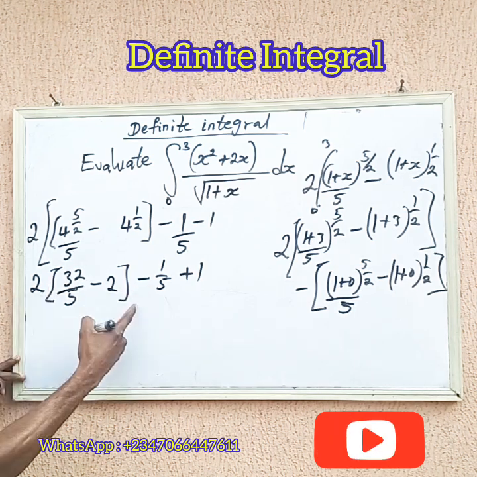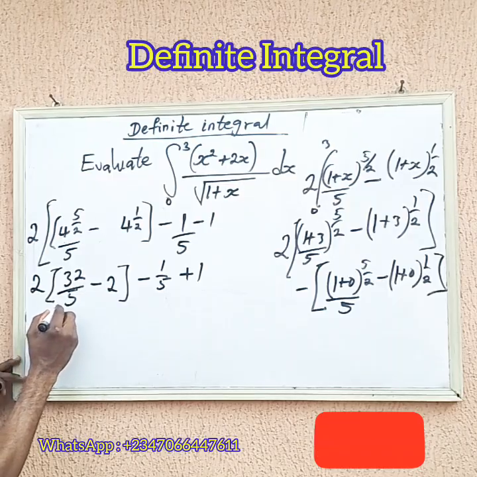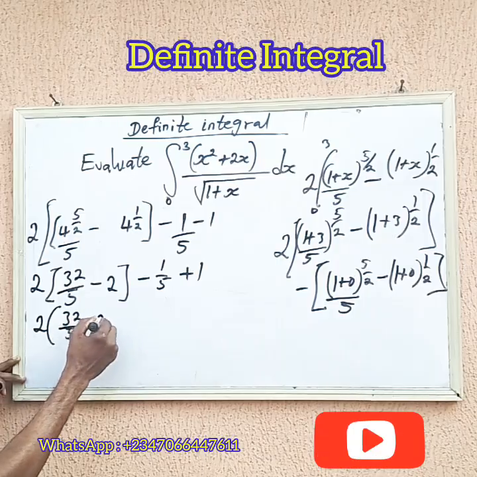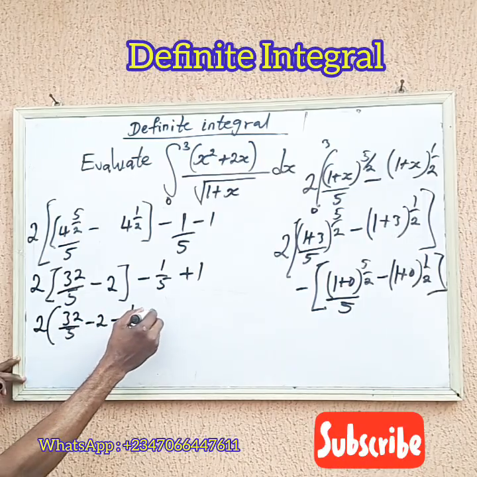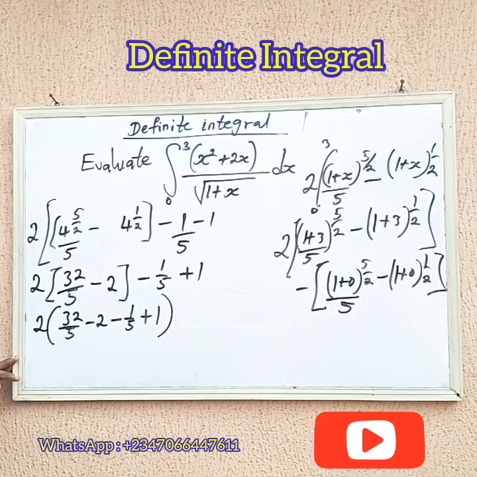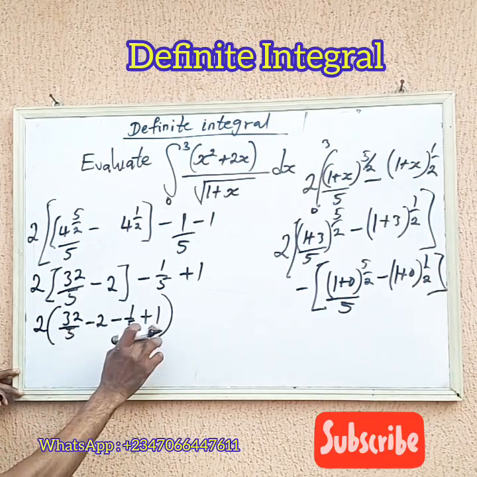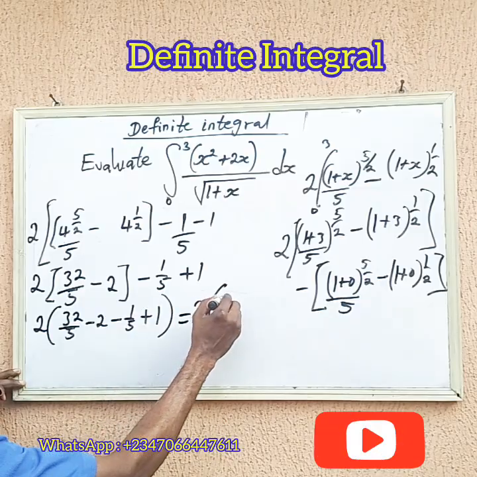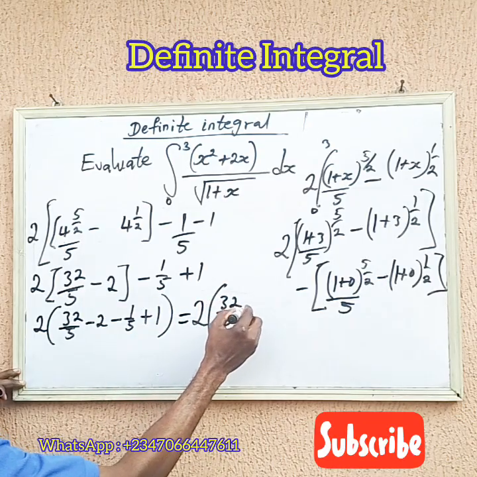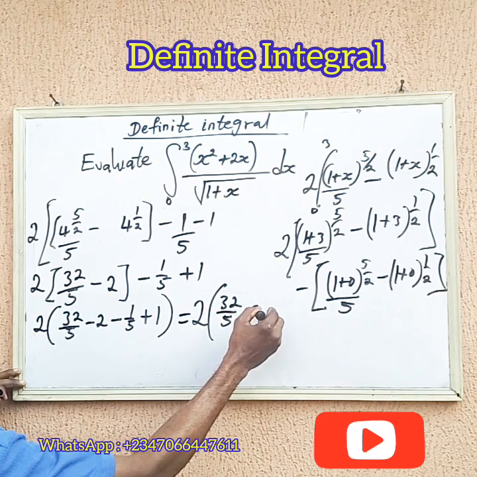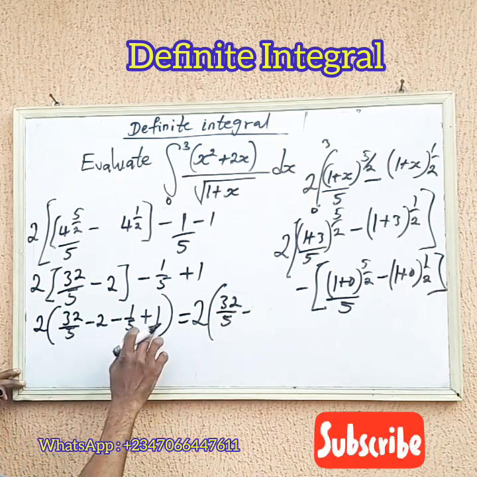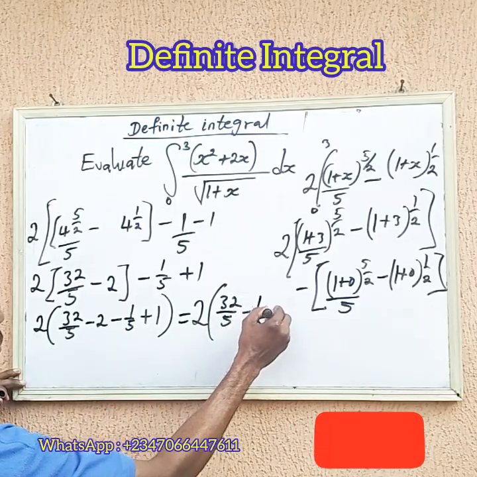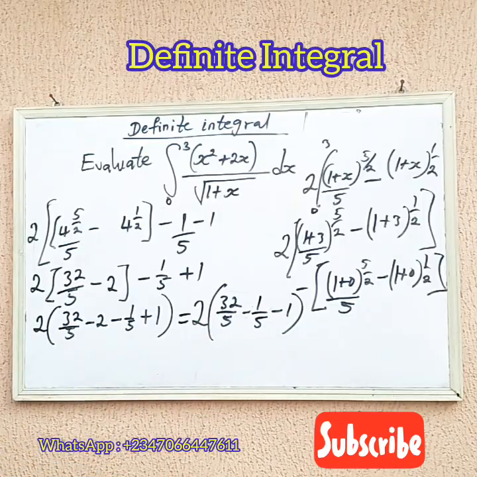So now let us open this bracket here. So let's open what is here. Now we have 2. Then bracket. This will give us 32 over 5. Then minus 2 minus 1 over 5 plus 1. Okay. So now negative here and positive 1. So this will give us 2 brackets 32 over 5 minus 2. Okay, not minus 2 anymore. Minus 1, minus 2 plus 1, it will give us, let's take the fraction, that is 1 over 5 minus 1. So this is what we have here.